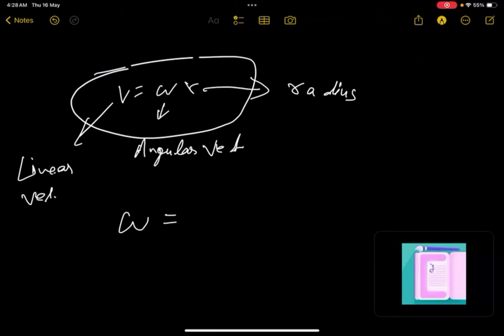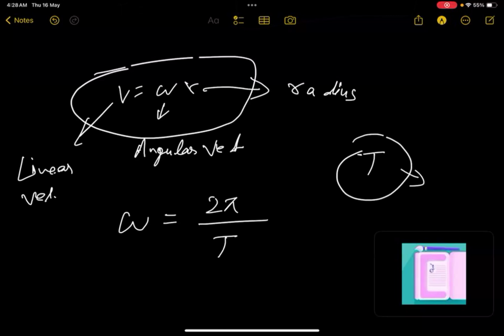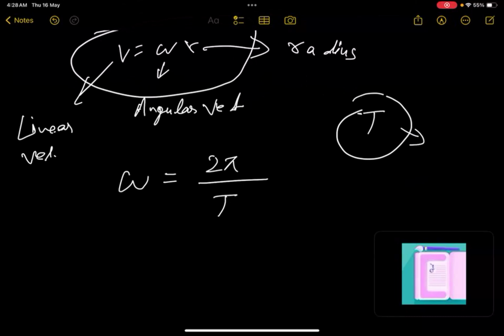Now, angular velocity is equal to angular distance traveled divided by the time taken. When the angular displacement is 2 pi and the time taken is capital T, the time period, one time period means one cycle, which means one complete revolution. So in one time period, the angular displacement is 2 pi. So we can write that angular velocity is 2 pi by time period.